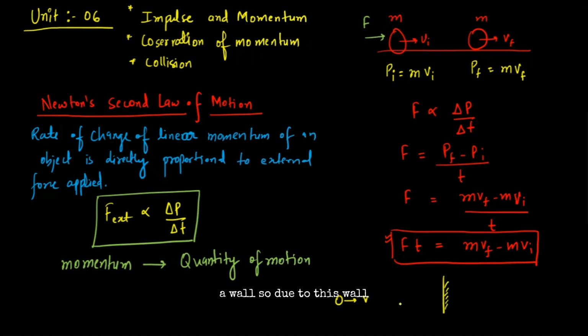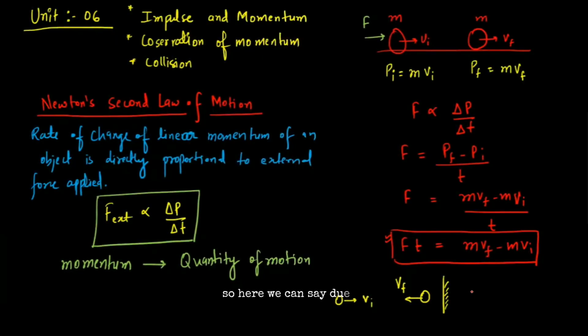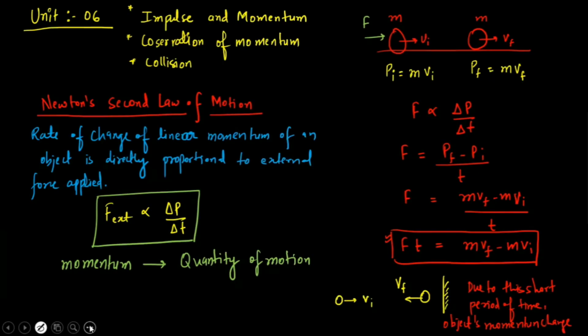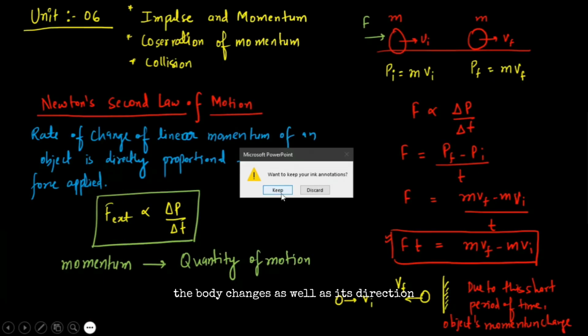So due to this wall, when this object hits the wall, it is going to rebound with some velocity, which we can say is Vf, the final velocity. Here we observe that due to this contact with the wall, there is a change in velocity of the object. Due to this short period of contact, the object's momentum changes. This wall certainly has applied some force on the object, and because of that the momentum of the body changes, as well as its direction.